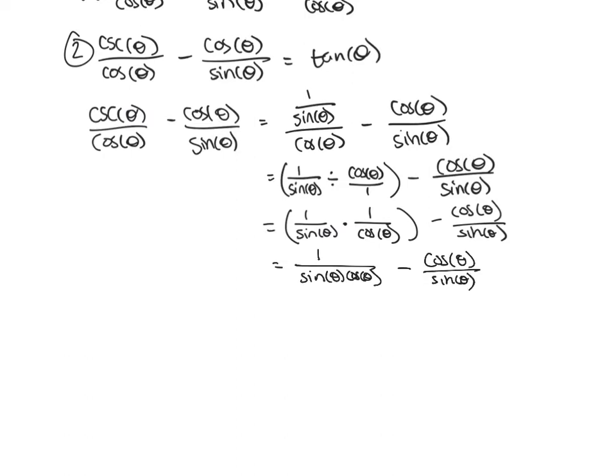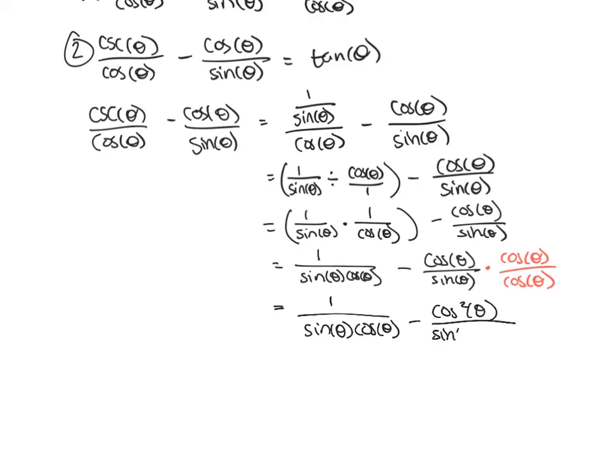Okay, so now, in order to subtract our fractions, we'll do that common denominators piece. And we'll multiply that right fraction by cosine over cosine. And once I do that, I get 1 over sine of theta cosine theta minus cosine squared theta over sine of theta cosine theta. So I can finally subtract these and do 1 minus cosine squared theta over sine of theta times cosine of theta.